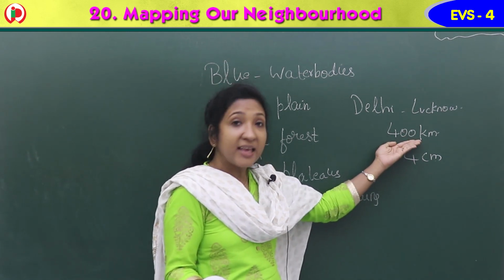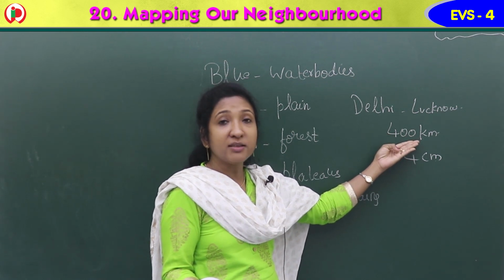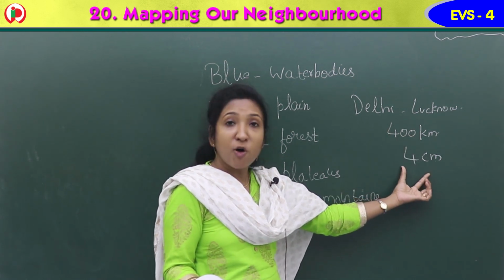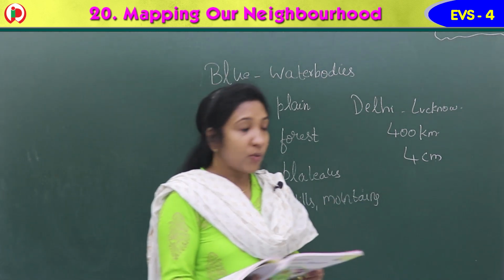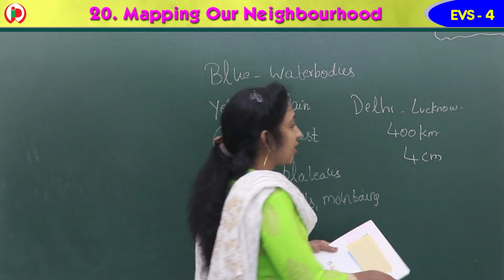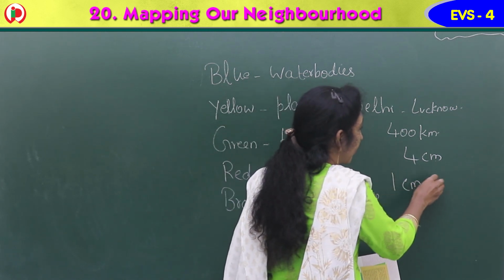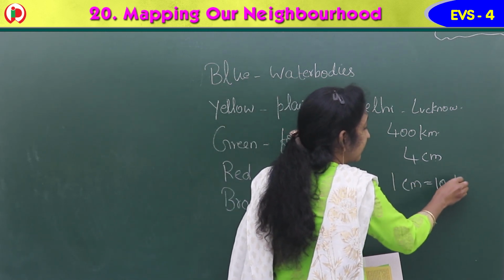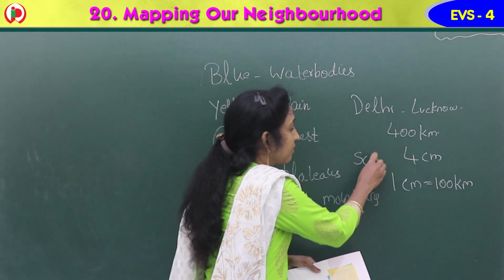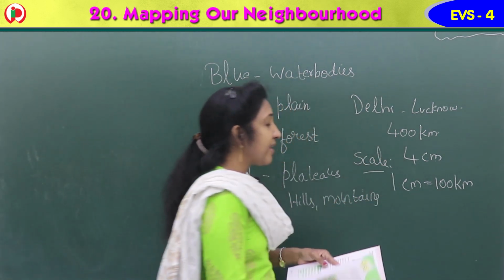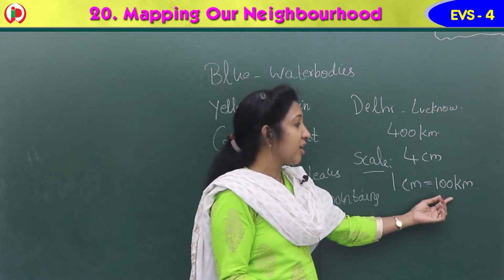So we make a scale. We will make a scale for this. We will show it in 4 centimeter. We will reduce it and we will show. That means 1 centimeter is 100 kilometer. 1 centimeter is equal to 100 kilometer. This is the scale used here. What is the scale here? 1 centimeter is equal to 100 kilometer.